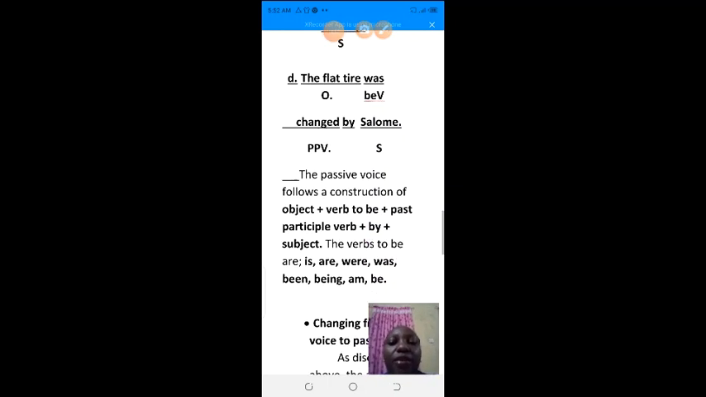The last example, the flat tire was changed by Salome. The flat tire is the object. Was is the verb to be. Changed is the past participle of change, and Salome is the subject.